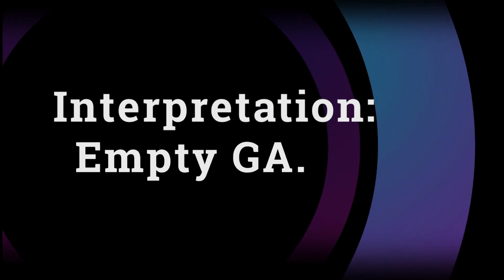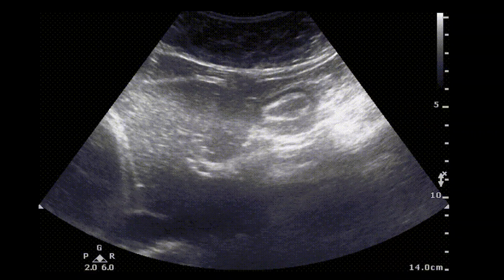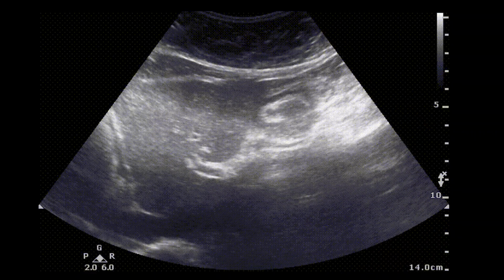Let's now define the nature of gastric content. Empty gastric antrum. Both clips have none to very little content within the walls of the stomach.